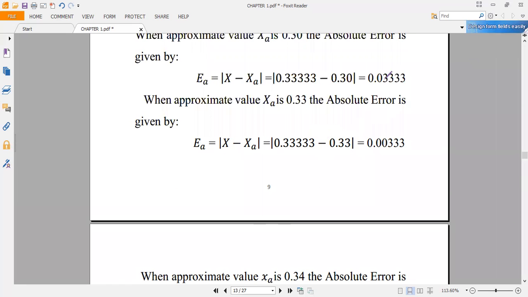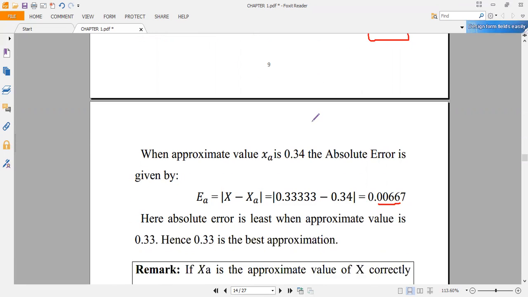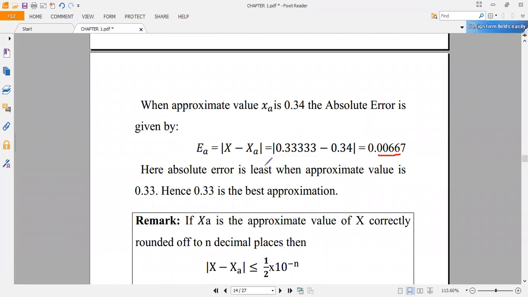Hence, which one is the least? You can see 0.0333, 0.0033, and 0.00667. So you can clearly see that 0.0033 is the least error, and therefore 0.33 is the best approximation to the given number.